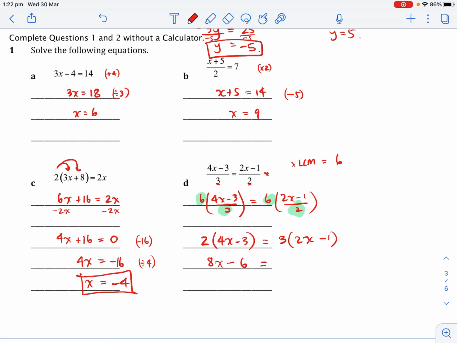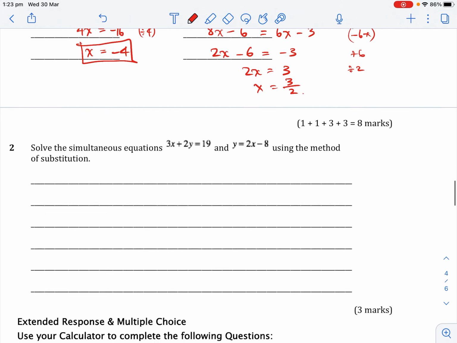Expand the brackets on both sides. Don't forget to multiply both things by the number out the front. That gives 6x minus 3. Take away 6x from both sides, and I get 2x minus 6 equals minus 3. Add 6 to both sides, 2x equals 3, and then divide by 2. X equals 3 over 2. And I'll leave my answer as a fraction. There's no need to change it as a decimal. 3 divided by 2 and 3 over 2 are exactly the same thing.